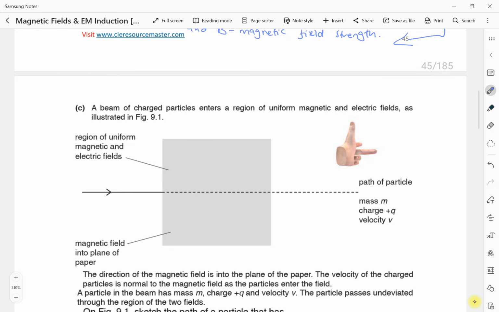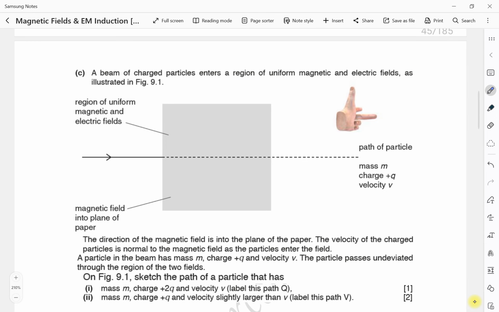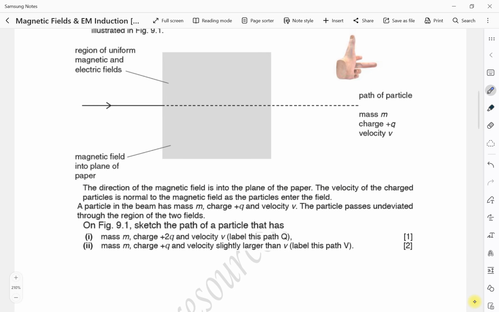A beam of charged particles enters a region of uniform magnetic and electric fields as illustrated here. This is a region of a uniform magnetic and electric field. The direction of the magnetic field is into the plane of the paper. Okay, so the field is into the plane of the paper. I'll use a cross to mean into the plane of the paper. The velocity of the charged particle is normal to the magnetic field as the particles enter the field.